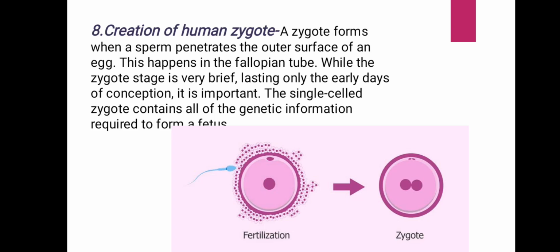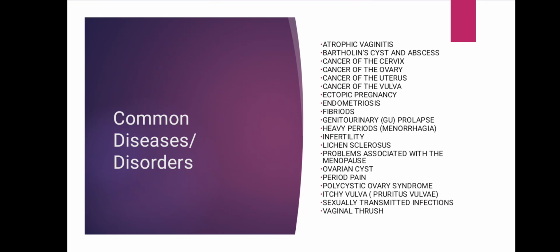And lastly, the creation of the human zygote. A zygote forms when a sperm penetrates the outer surface of an egg. This happens in the fallopian tube. While the zygote stage is very brief, lasting only the early days of conception, it is important. The single-celled zygote contains all the genetic information required to form a fetus.